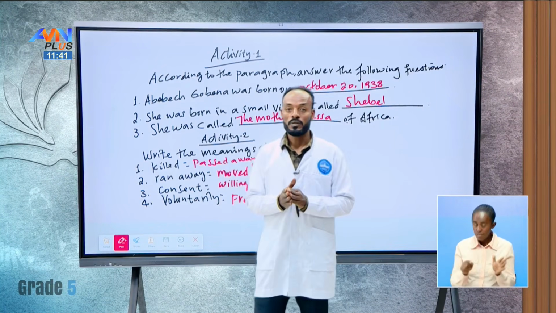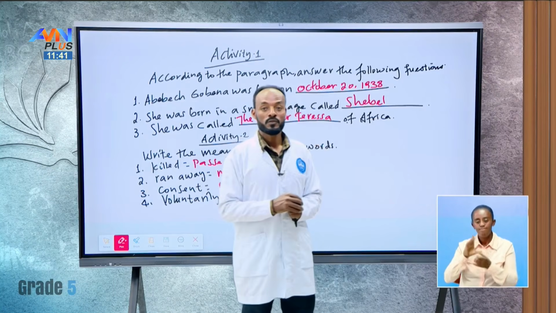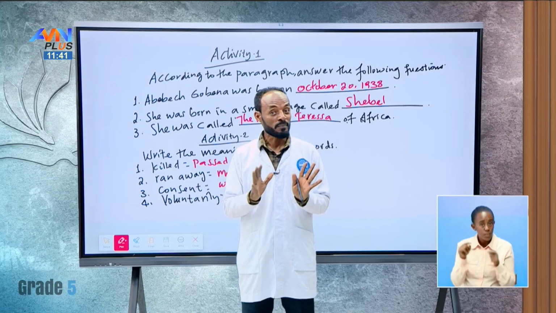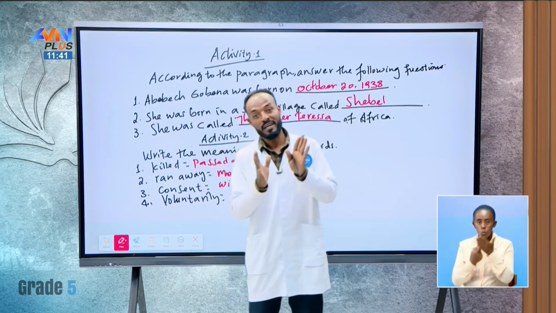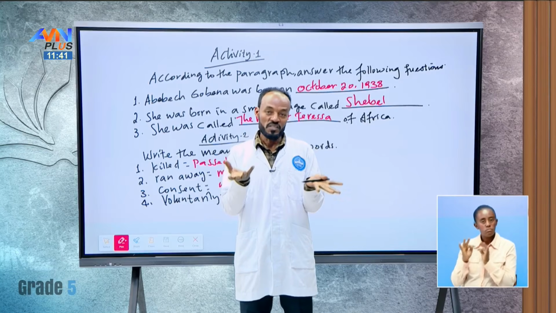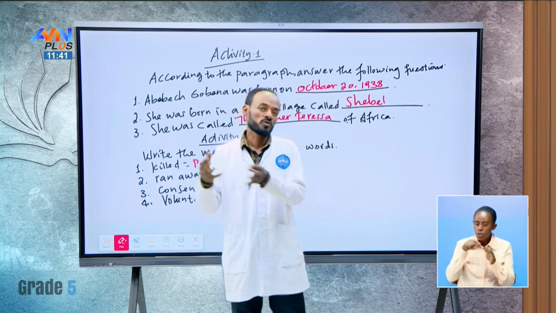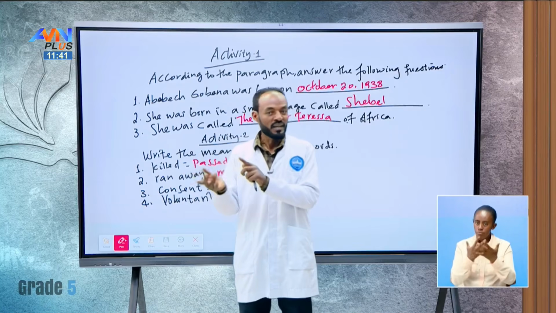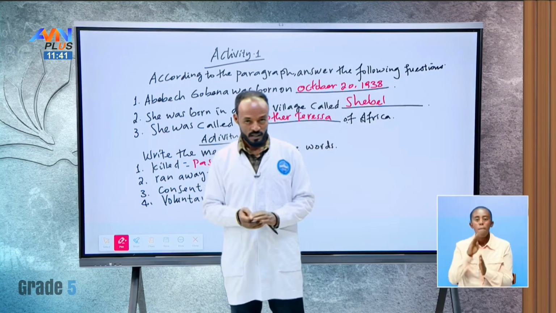Nice. So let's summarize what we've talked about today. Today we have talked about writing or talking about what? Life history. Life history means just detailed information about someone else, which is written by another person. Is it clear? Just like a biography, okay?